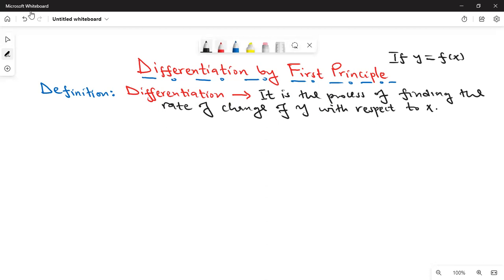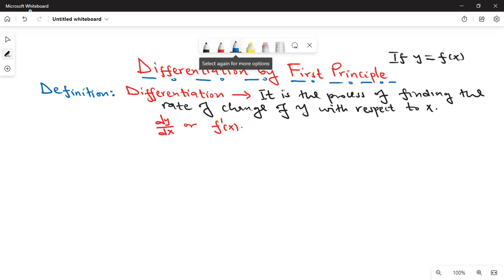So for the case where y is a function of x, it means we are going to be finding dy over dx, that is the rate of change of y with respect to x, or f prime of x, still the rate of change of that function. So this process of finding dy over dx or f prime of x, that is what we are calling differentiation. Now the first principle is simply a formula that will give you that derivative. So before I define the first principle, I want us to take note of this.